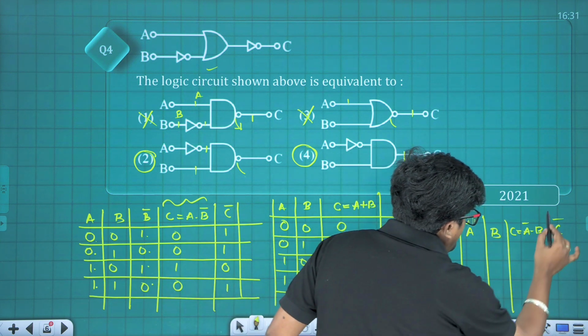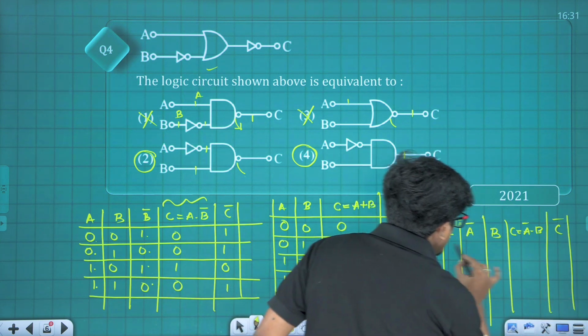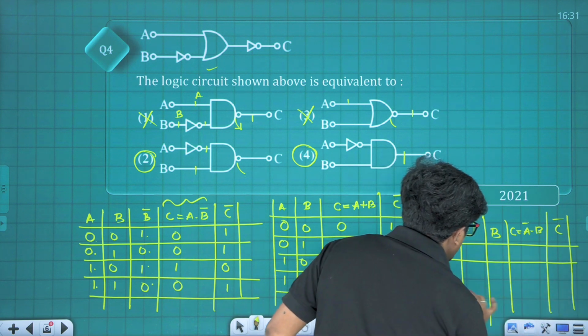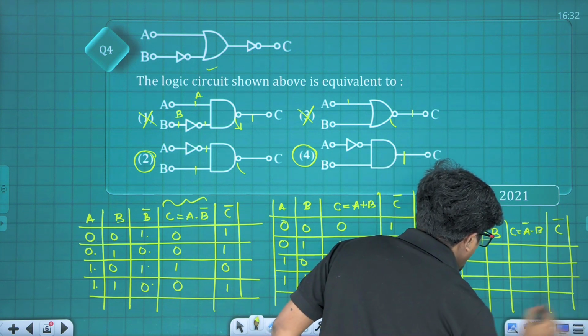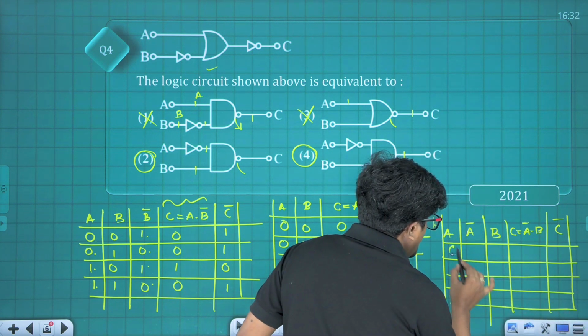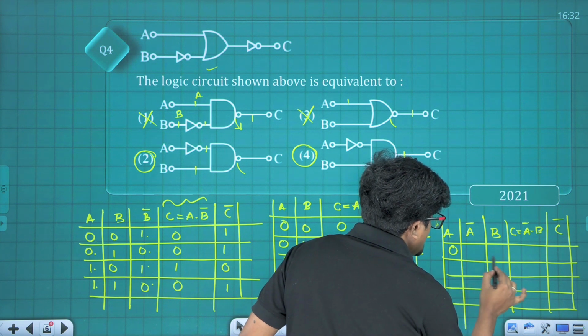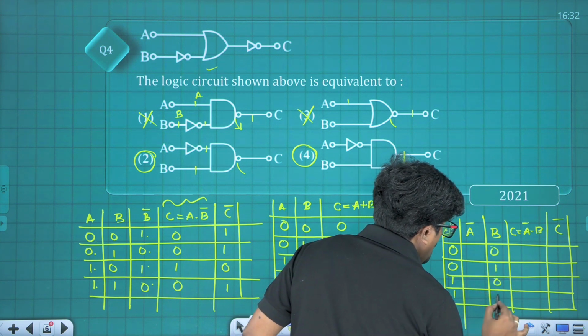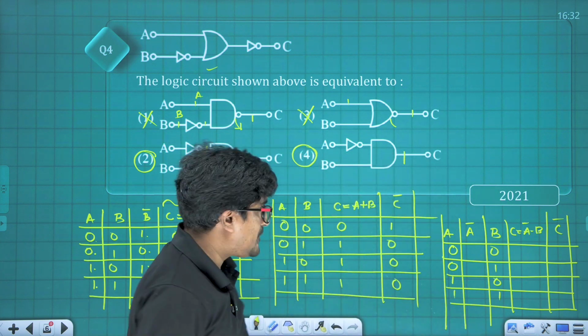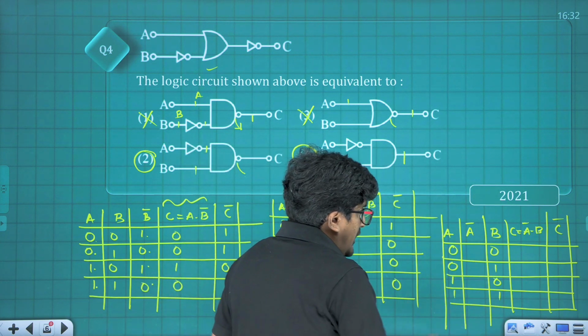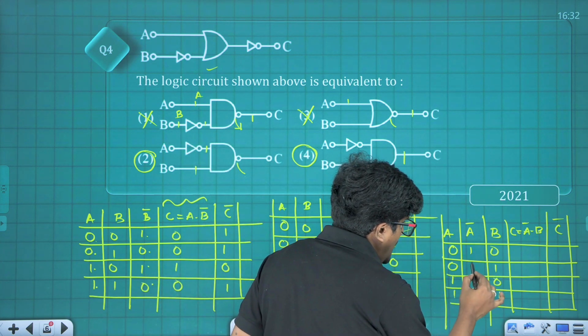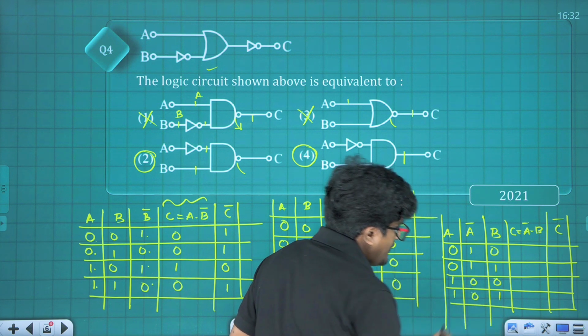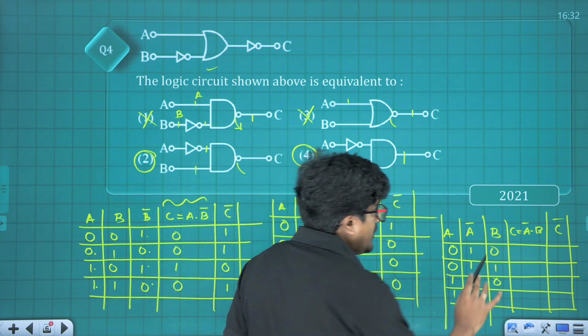Now let's go for the possibilities of the truth table here. 1, 2, 3, 4. Again 0 0, 0 1, 1 0, 1 1 inputs. Now the inverse of this, that is 1 1 0 0. Okay, now have a look.